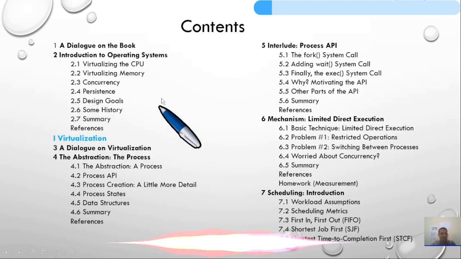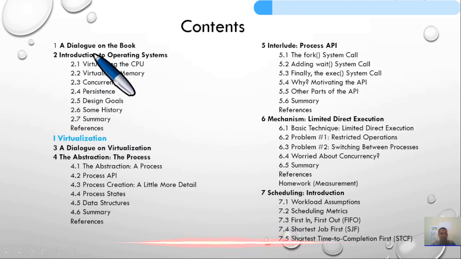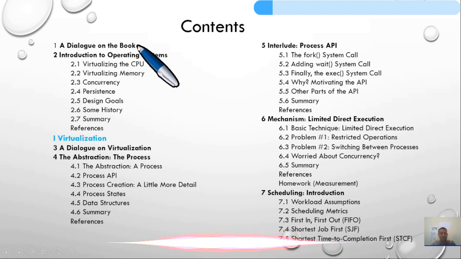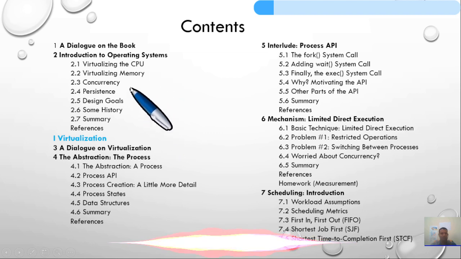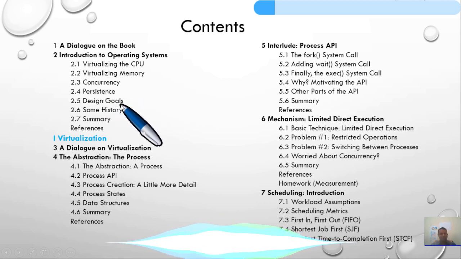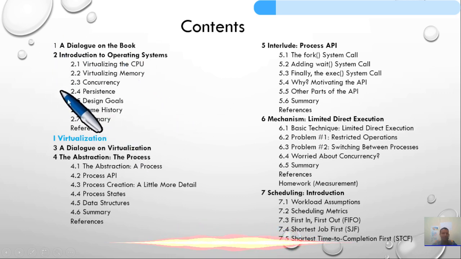Today our focus will be here, just a dialogue on the book. This is chapter 1, and chapter 2 is introduction to operating systems. So we have virtualizing the CPU, virtualizing memory, what is concurrency, persistence, design goals, some history, summary, and references will be presented. And let's get into it.